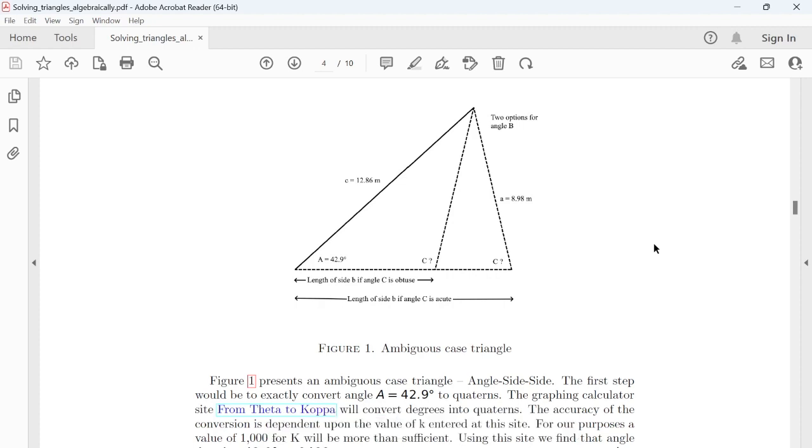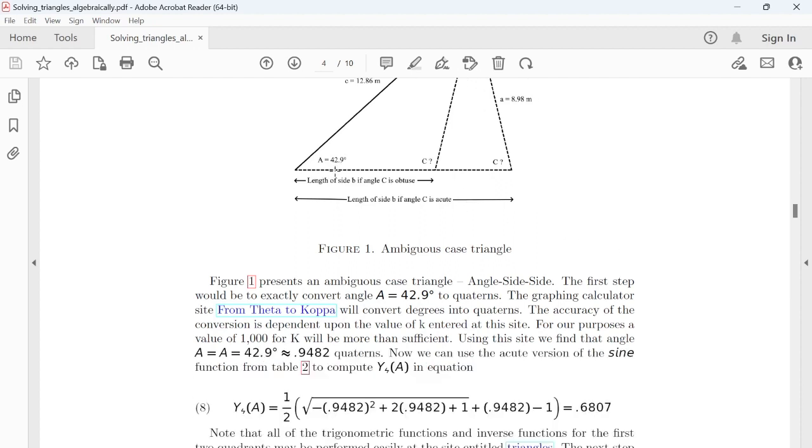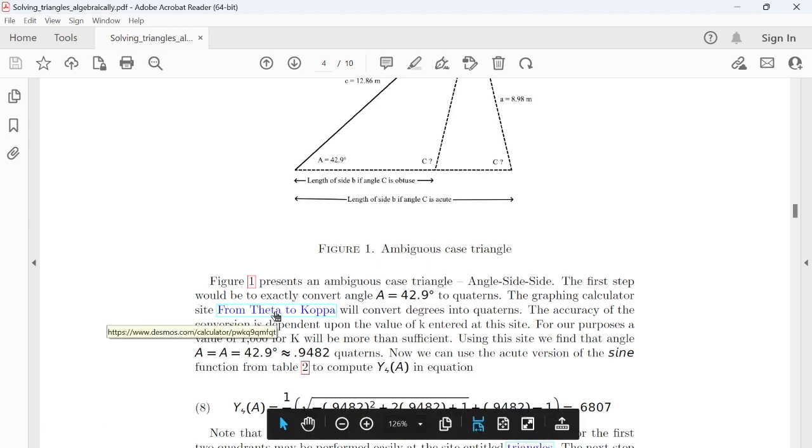If I gave you the original angle in quaterns, then you'd be able to solve the triangle completely without doing anything transcendental. So the only transcendental aspect of all of this is figuring out the exact quatern measure of angle A. And we can do that with this sum, which is at this website here, from theta to kappa.